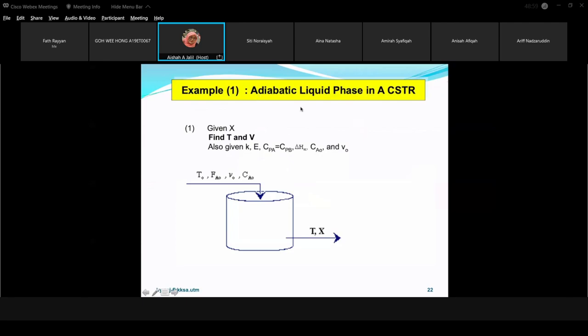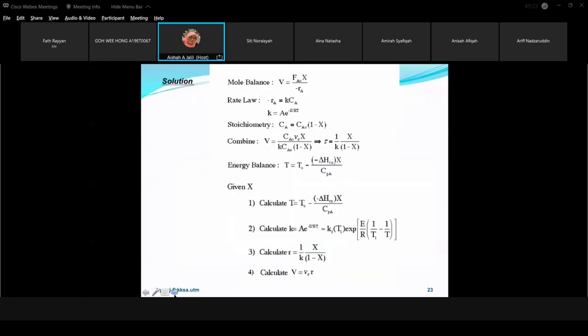Okay, this is another example, adiabatic liquid phase in a CSTR. So X is given, and then you have to find T and also V here. All this one is given. Okay, how to calculate that one? So you have to follow these steps.